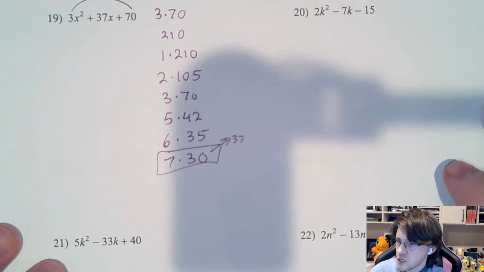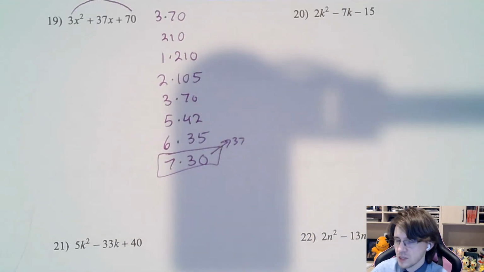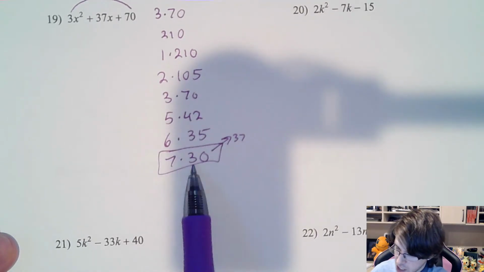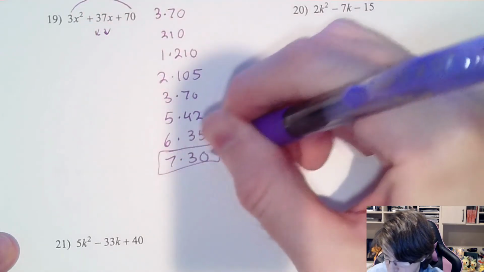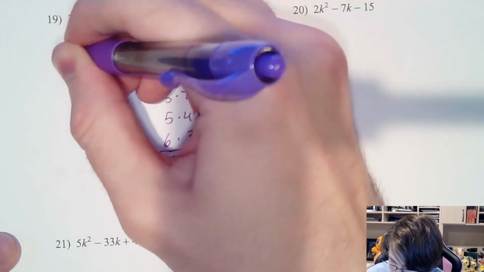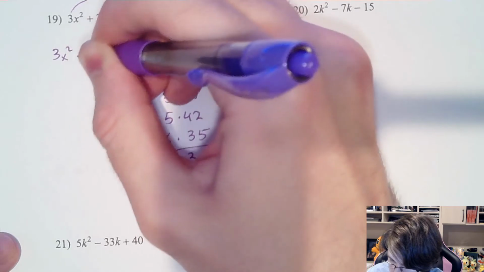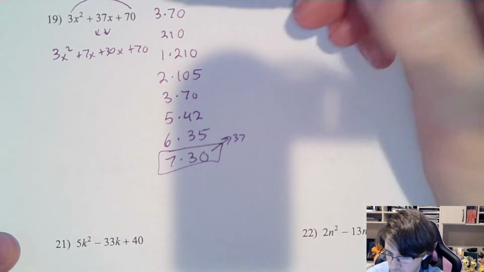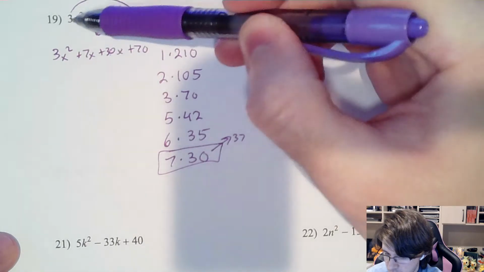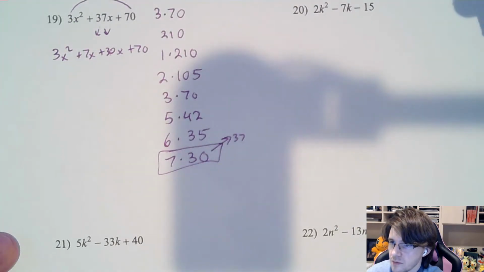There's our match. So you could go further down this list, but there's no need to because you found your match. And learning when to just stop doing your work because you found your match is a great skill to have. So we have 7 times 30, and that's what we're going to be splitting this 37 into, the 7 and the 30. So the 3x squared is copied, plus 7x plus 30x plus 70. Again, that idea is this 37 is becoming these two, and you're copying the ends.